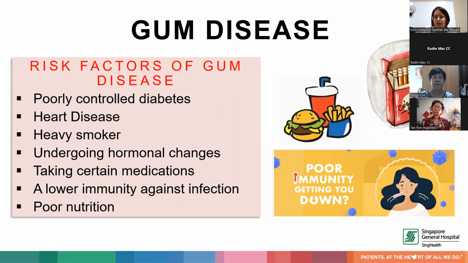Thirdly, being a heavy smoker. Using tobacco or e-cigarettes like vaping hurts your whole body, including your mouth. It's one of the biggest risk factors of gum disease. The telltale signs of tobacco use include receding gums, chronic bad breath, and stained, loose teeth.